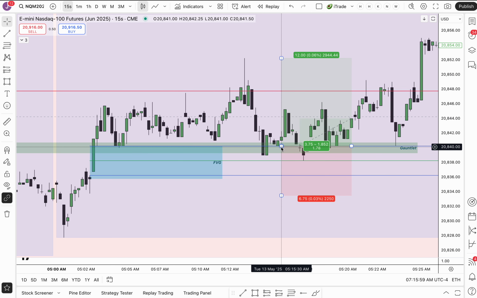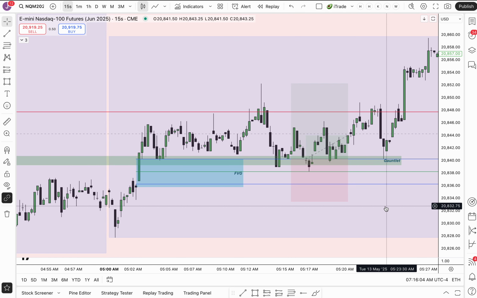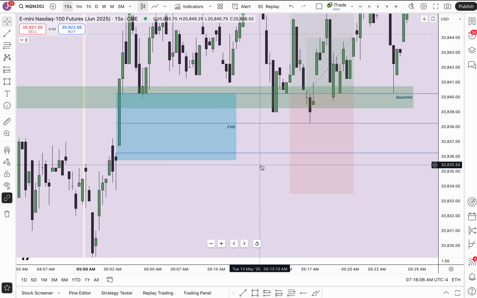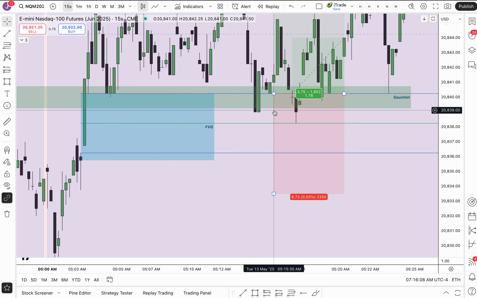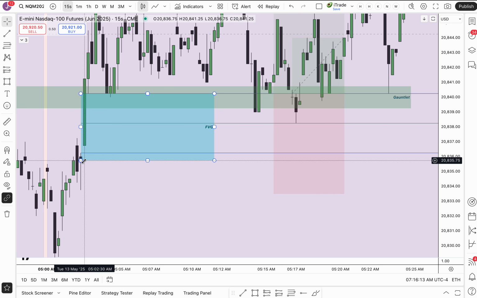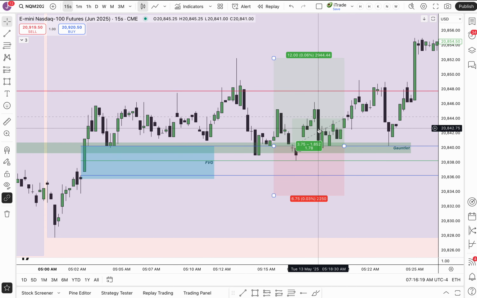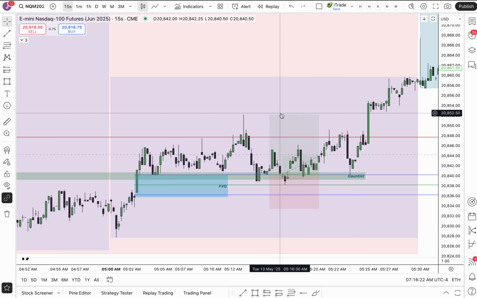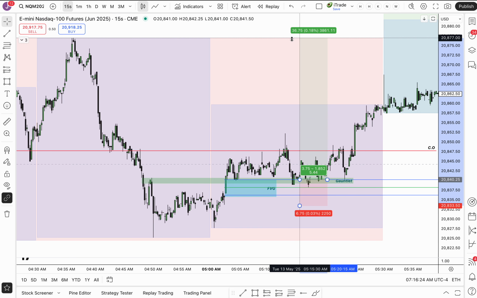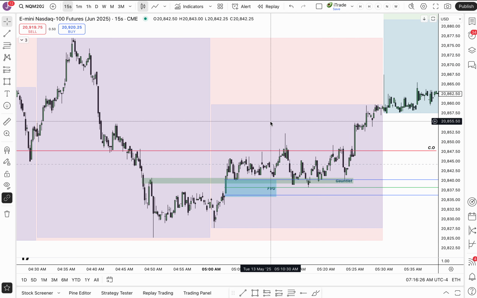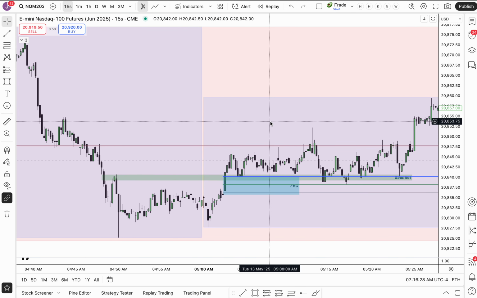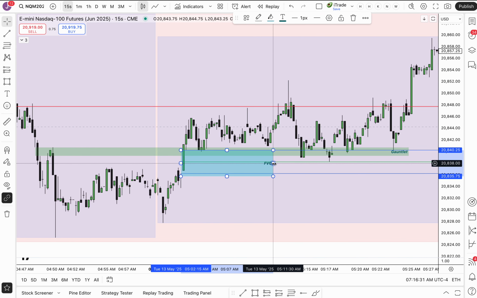Sometimes it doesn't actually get down to the 50%. That's why you include that. And then if you look, it taps 50% exactly. It's pretty nice to see that. And target above. Anyway, that's pretty much it.